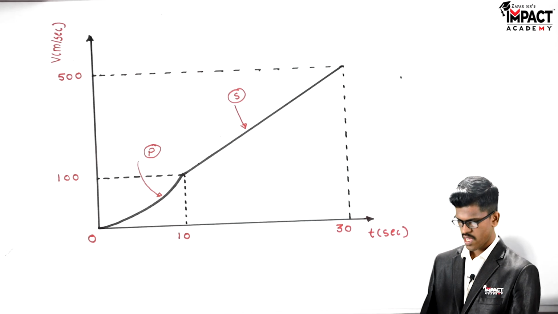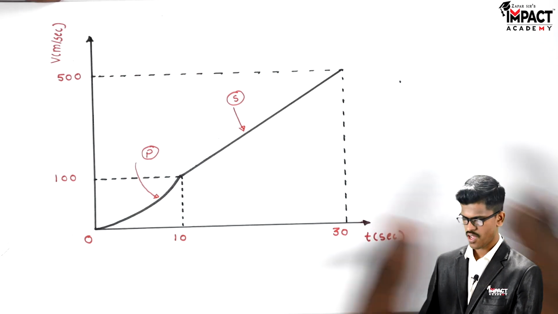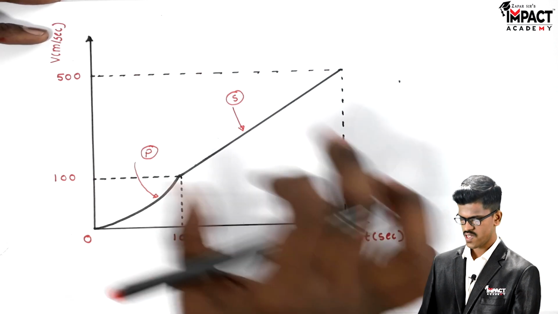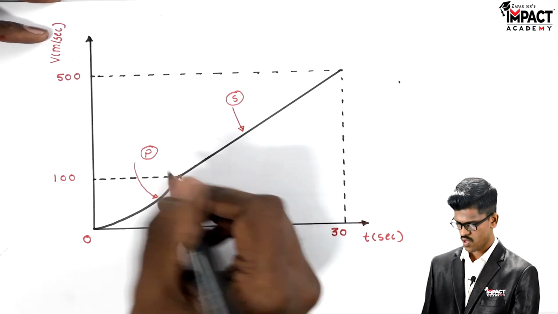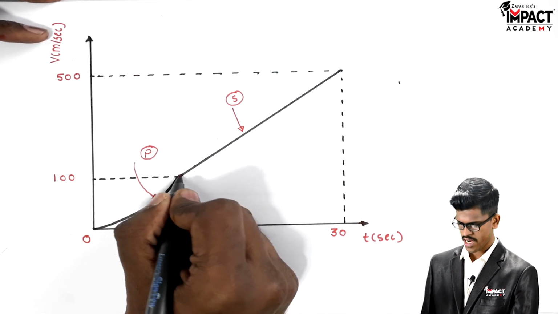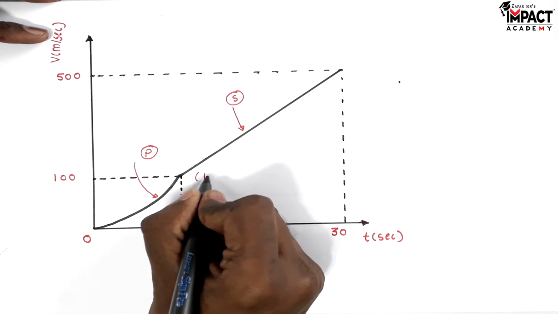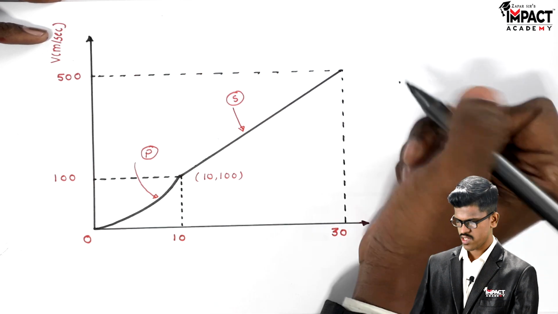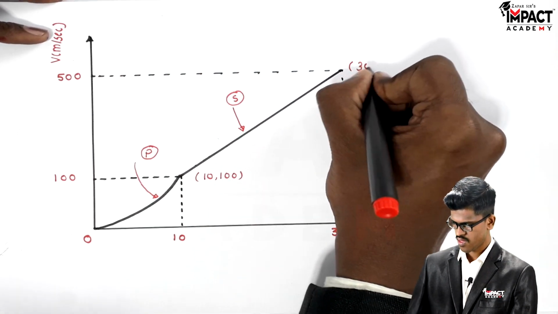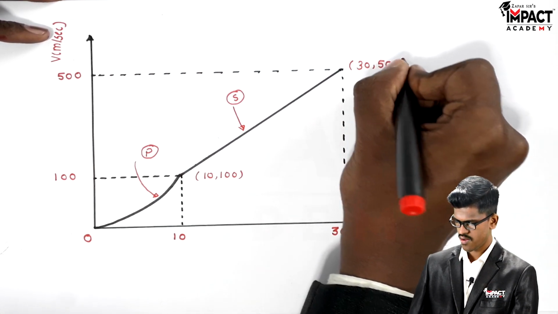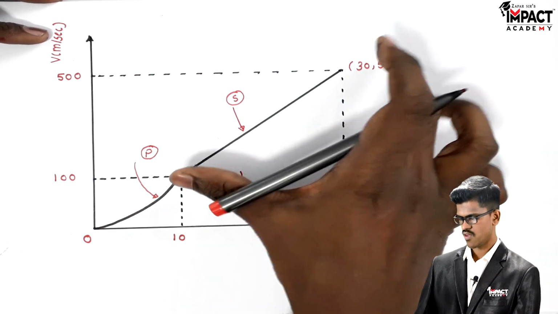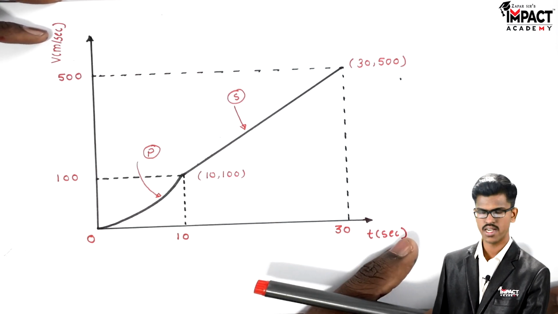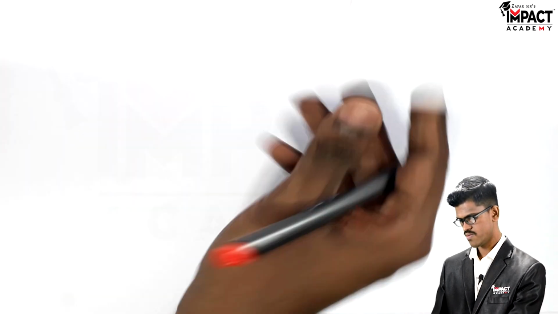So here we have this VT curve and we have to find the slope of this inclined line. So we just use the two-point form. Okay. So the coordinates of this point are (10, 100) and the coordinates of this point are (30, 500). Okay. From these two points we can find out the slope of this inclined straight line.